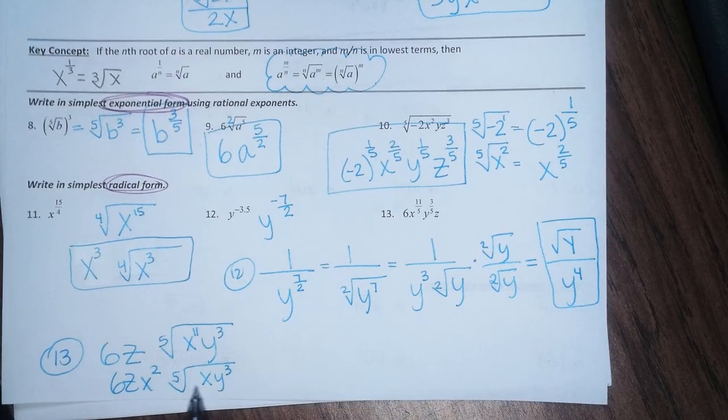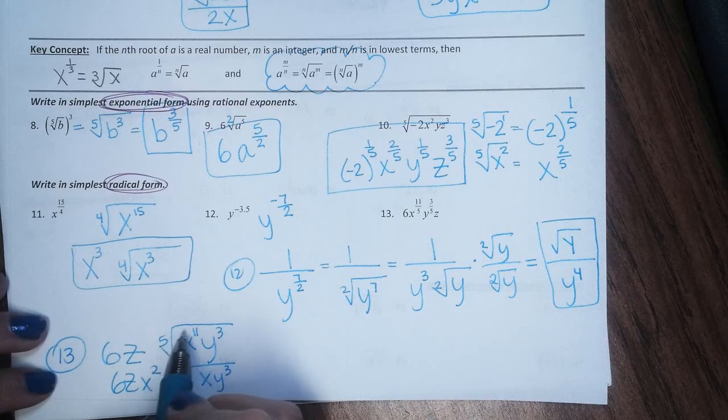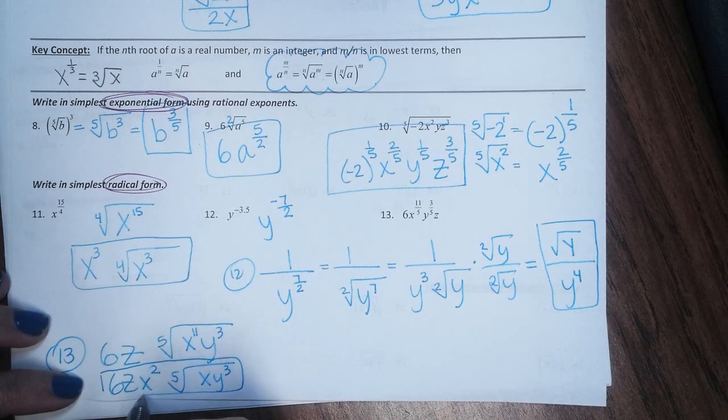One more time, if your index root is bigger than the exponents on the inside, then you're good. You have simplified it all the way. But if your index root is not bigger than the exponents on the inside, then it needs to be simplified.